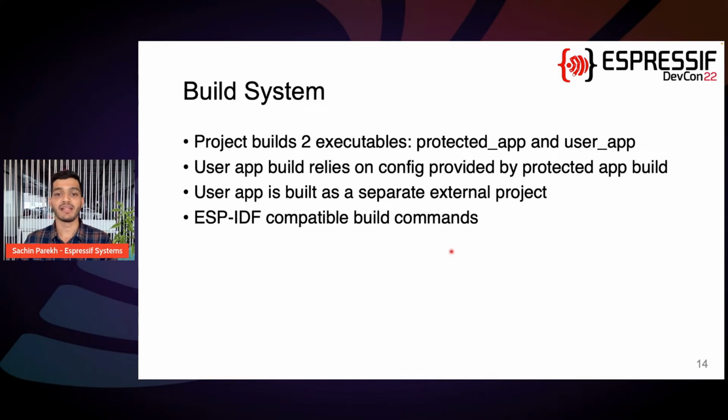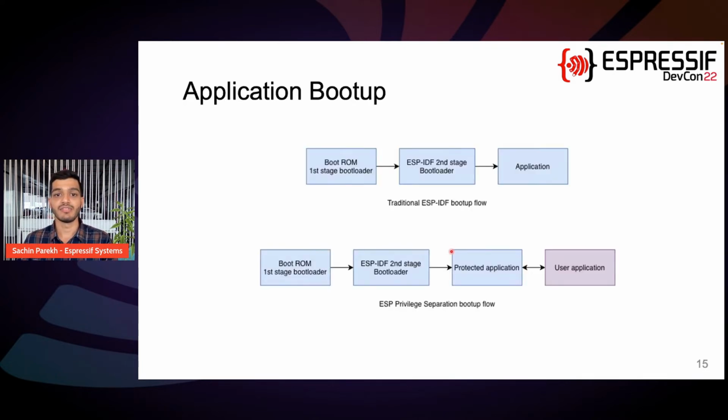So once these binaries are flashed on the device, let's see how they boot up. Here on the top, we have the application boot up of a typical IDF application. On reset, the ROM bootloader starts executing. The ROM bootloader looks for a valid second stage bootloader in the flash, and if found, it loads it into the memory and hands over the control. The second stage bootloader is responsible for initializing the system. And once initialized, the second stage bootloader looks for a valid application in the flash, and if found, it loads it into the memory and hands over the control.